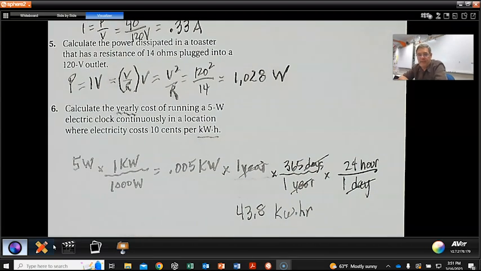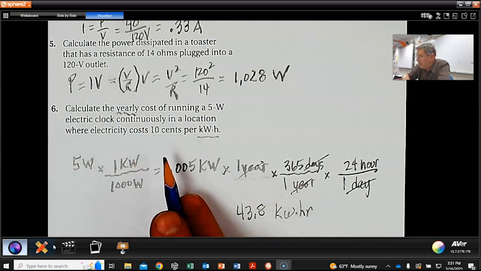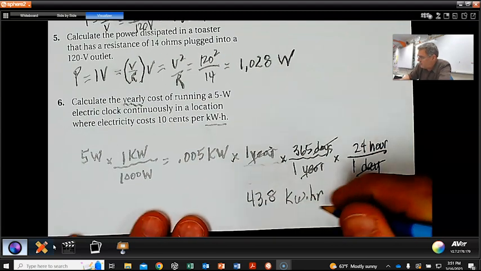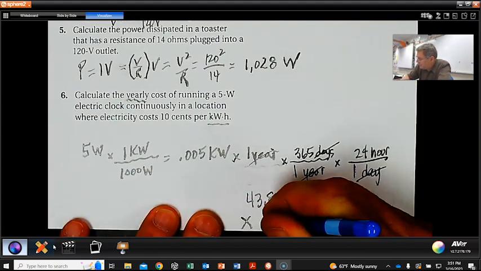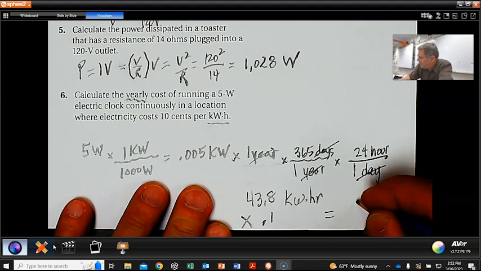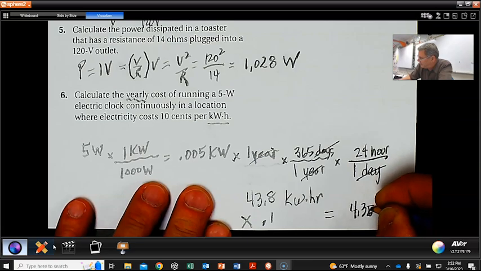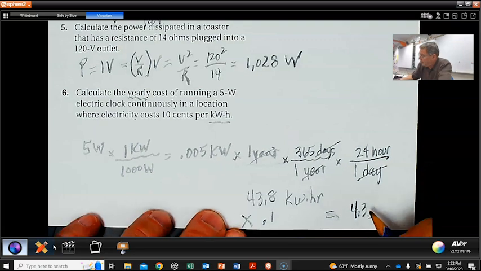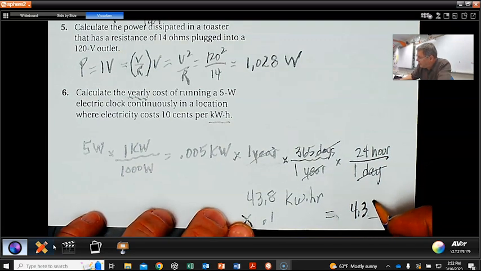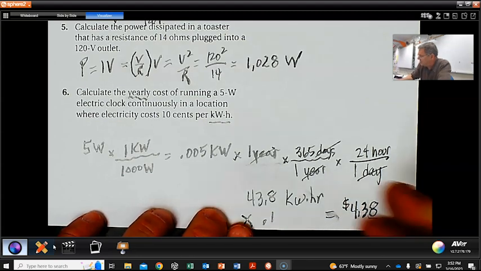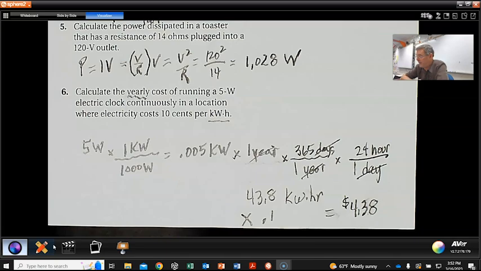So that's the amount I'm using, and they're asking me for the cost. So for every kilowatt hour I use, it costs 10 cents. So all I have to do is multiply this by 0.1, which is the same as 10 cents. That's $0.10. So that gives me 4.38. $4.38. And that's my answer.